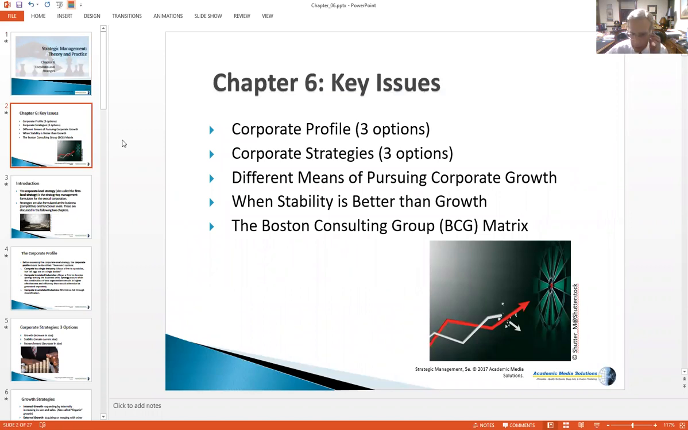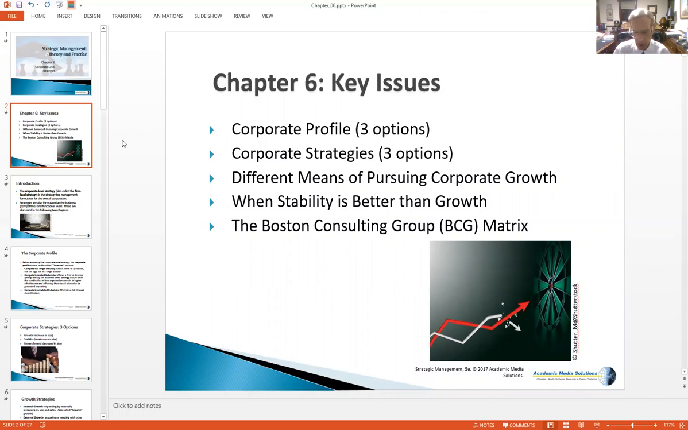The chapter covers these subjects. The notion of a corporate profile. We don't see that term very much in strategic management, but it's a good enough way to summarize things in an overview. Then Parnell talks about corporate strategies. In Chapter 7, he'll get into strategies for individual businesses. This is all about strategy for the entire corporation.